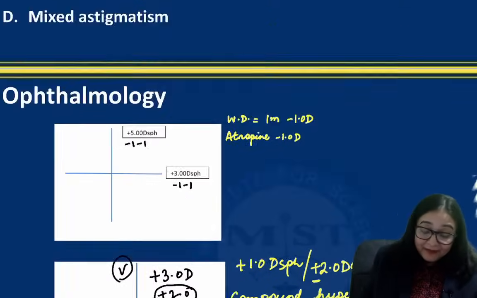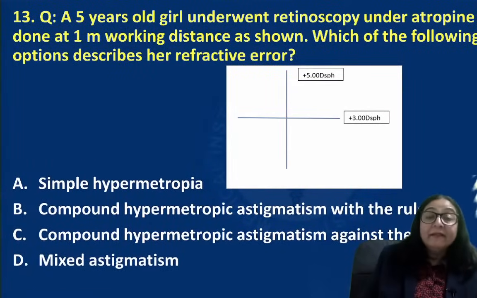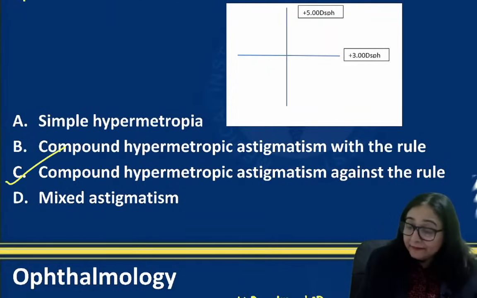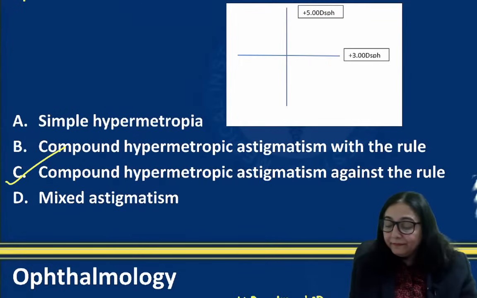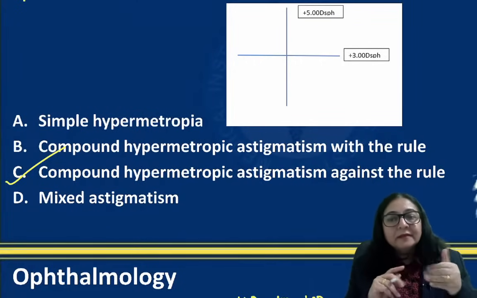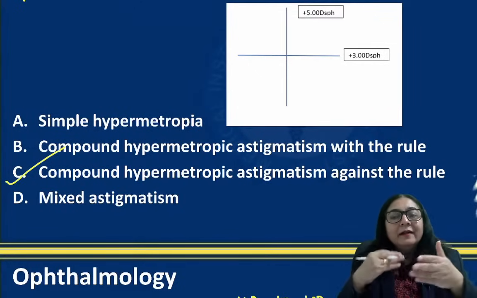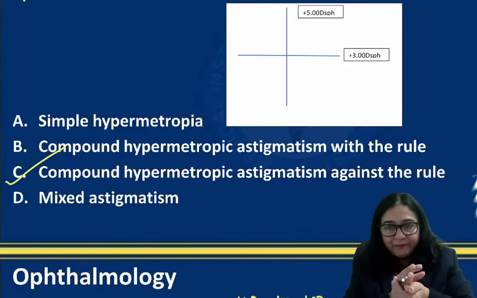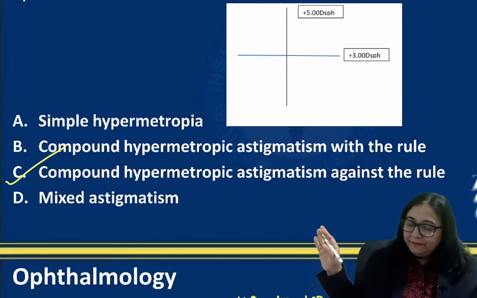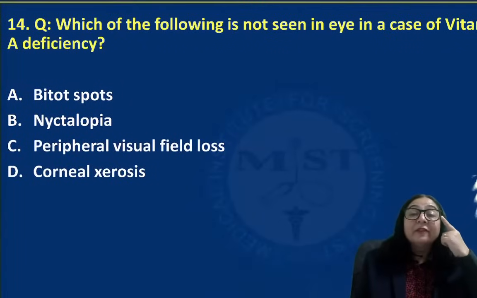So what is my right answer here? My choice here is choice C. It is compound hypermetropic astigmatism against the rule. So in these kind of questions, I always recommend that you do not read the choices first because you will get confused. First solve it like a numerical, then match your answer with the choices. Good? Perfect. Moving on to the next question.